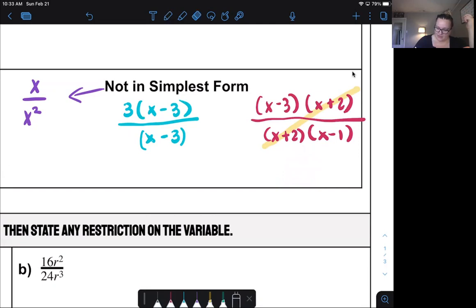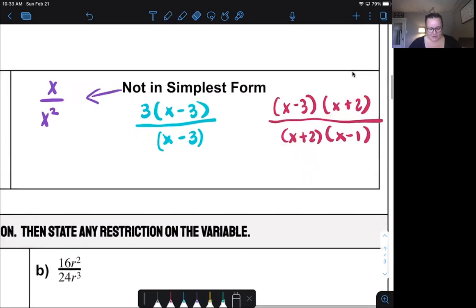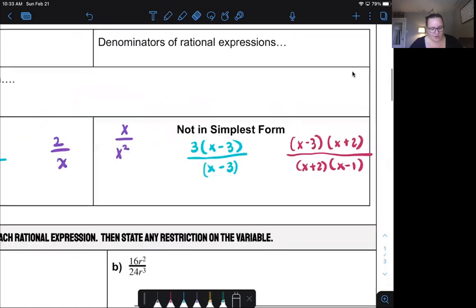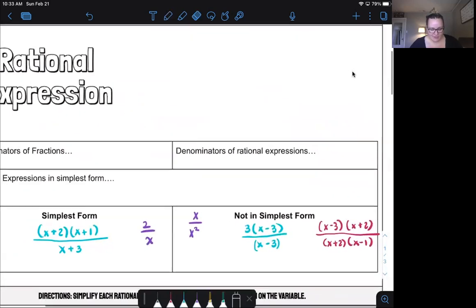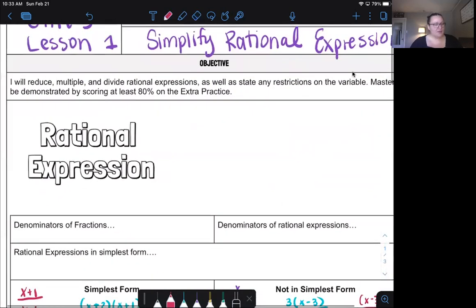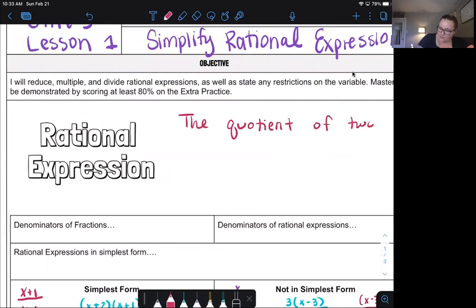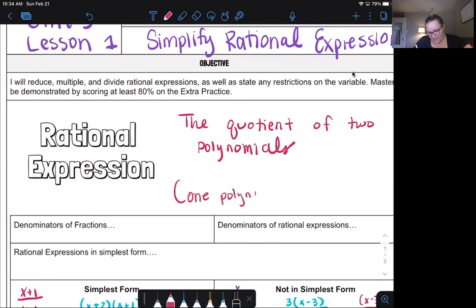All right, but I'm going to erase that because I just want you to see examples that aren't in simplest form. All right, so now let's talk about the official definition of a rational expression. So a rational expression is the quotient of 2 or more polynomials. Okay. And what that means is quotient is just two things being divided by each other. So that's just a fancy way of saying that you're taking one polynomial and dividing it by the other.